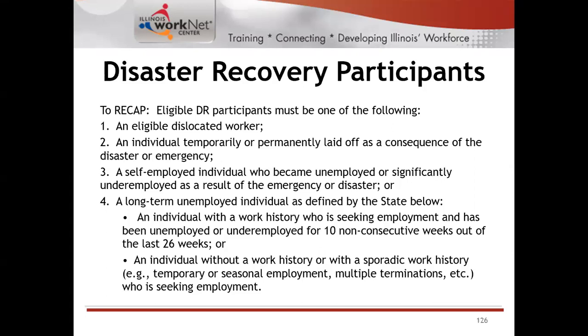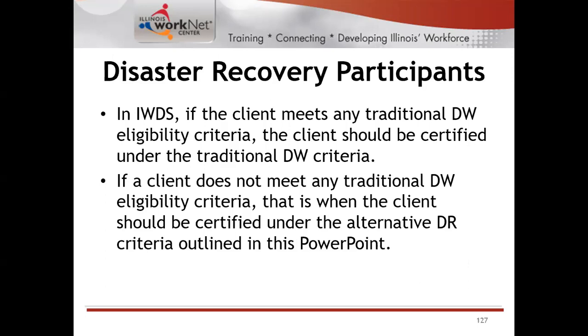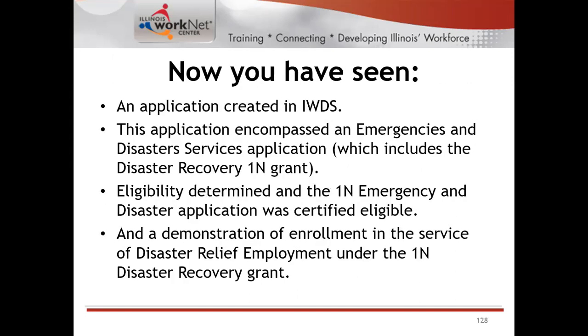To recap again, this is the DOL definition that we were given for the eligibility, and then we took this definition and built in the alternative criteria under 2, 3, and 4. One is the traditional dislocated worker, which we hope that if any client meets that eligibility, you have your staff certify under that. But if it's any of the alternative eligibility, that's when they would use the criteria outlined in this PowerPoint. So in IWDS, if a client meets any traditional DW criteria, certify them there. If they don't, that's when the alternative comes into play.